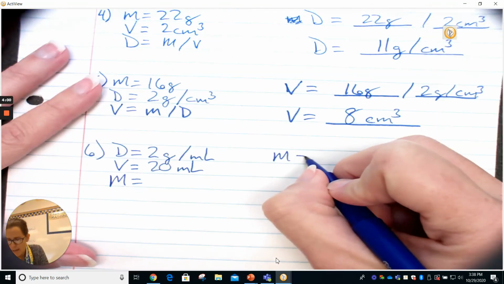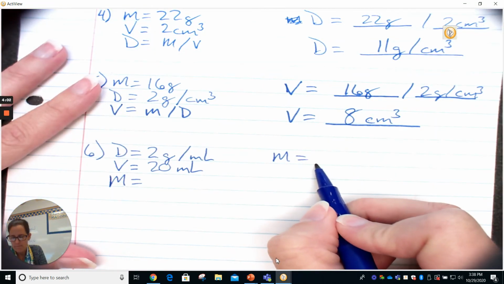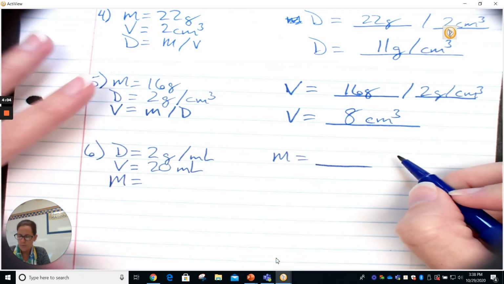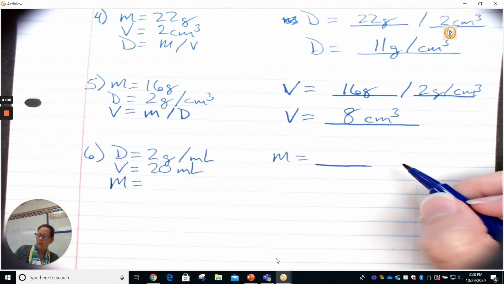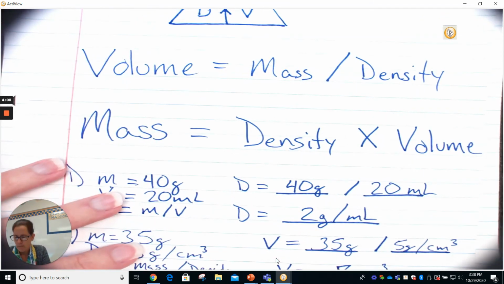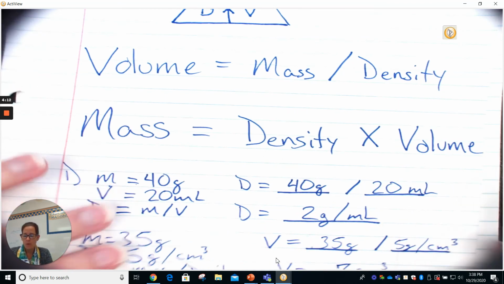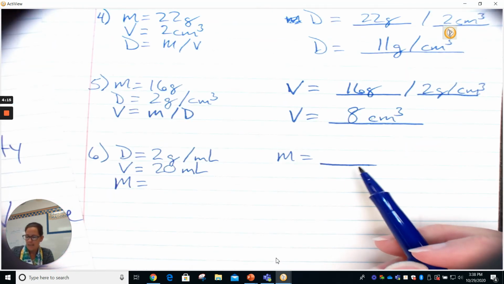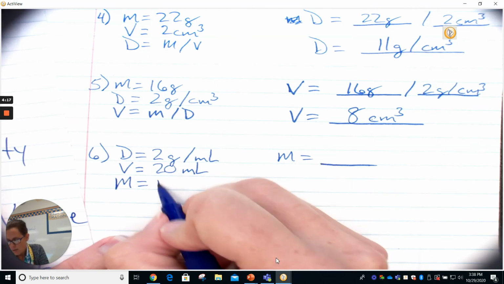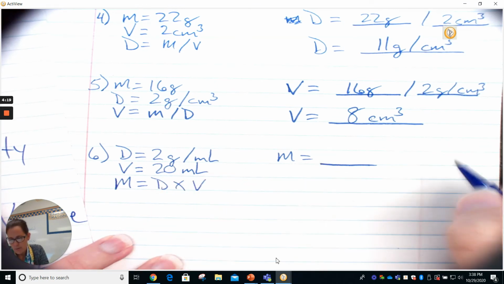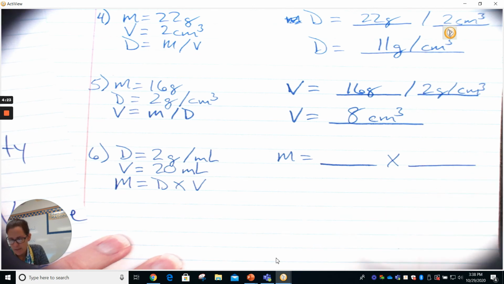So I'm going to put an M for mass. Oh, there they go. Thank you, Julianne. Mass equals, let's look at our formula. Mass equals density times volume. So we're going to come over here. I've got a spot for my density times volume. So there's my density, there's my times, and here's where I'll put my volume, and then my answer will go right there.